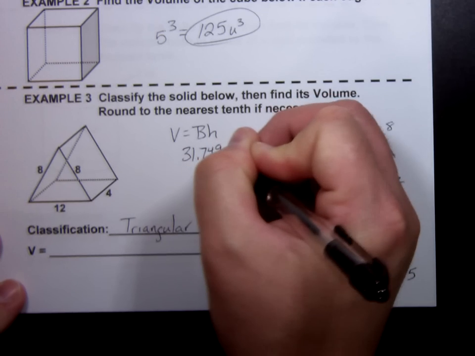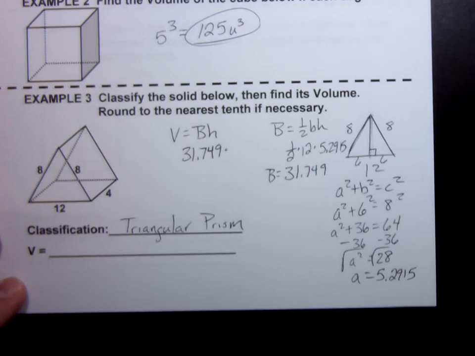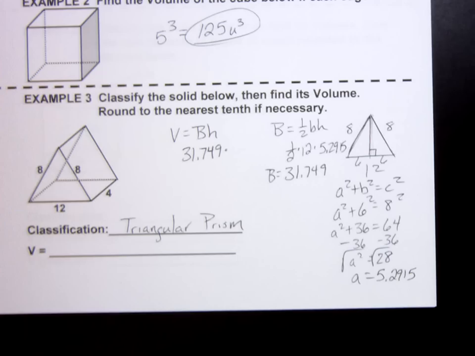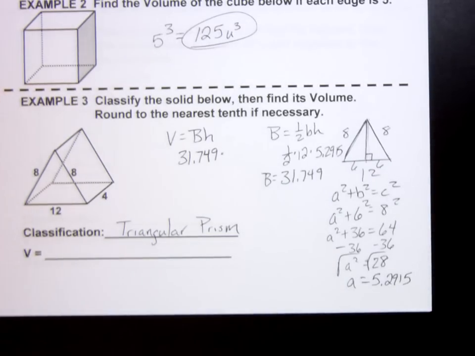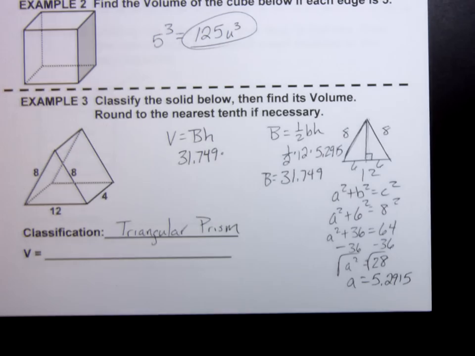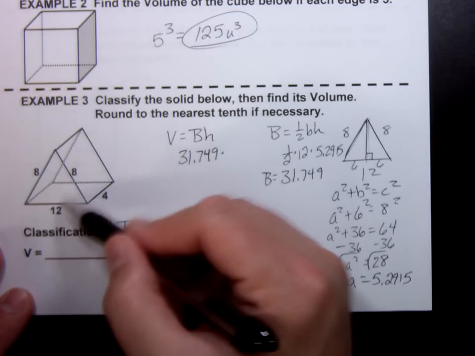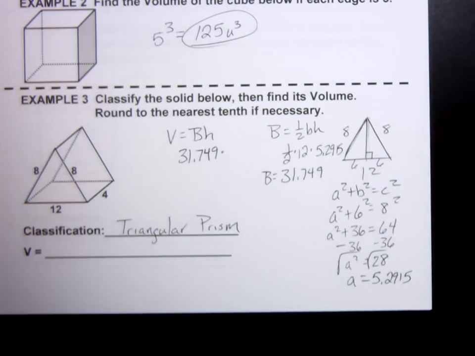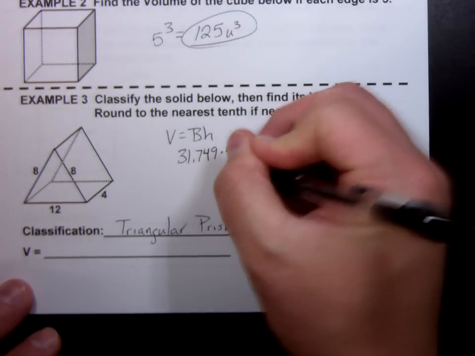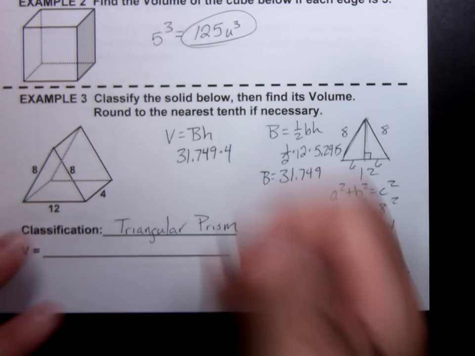All we got to do now is multiply that times the height of the prism. And the height of the prism is 4. Usually we're used to seeing the height be vertical, if the bases were on the top and bottom where we like to see them. But if I tip it over on its side, these are still the bases, and the height is still what connects from one base to the other. So the height is 4. So I'm multiplying this by 4.